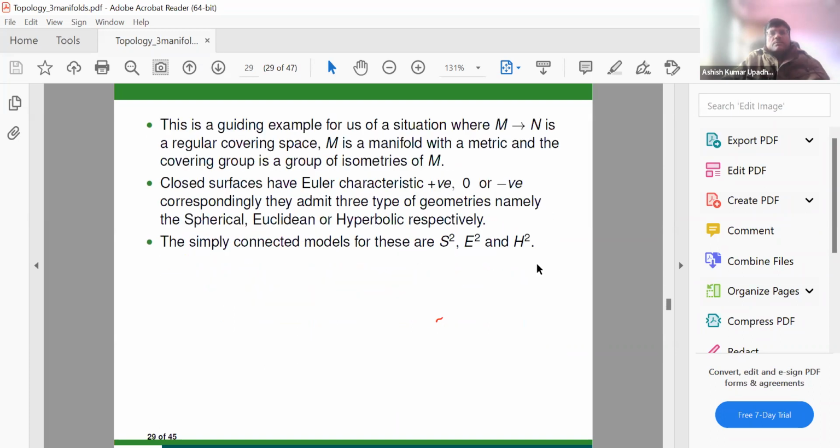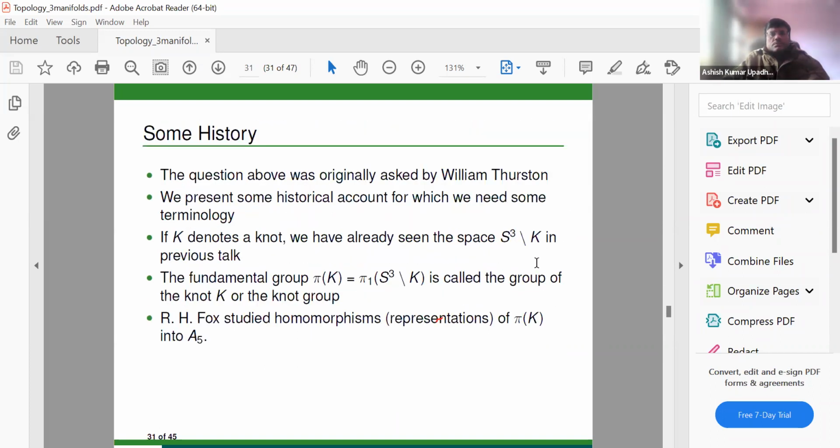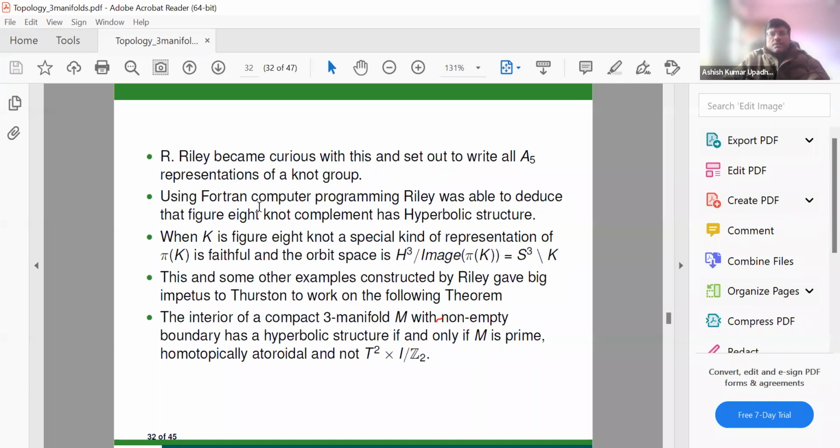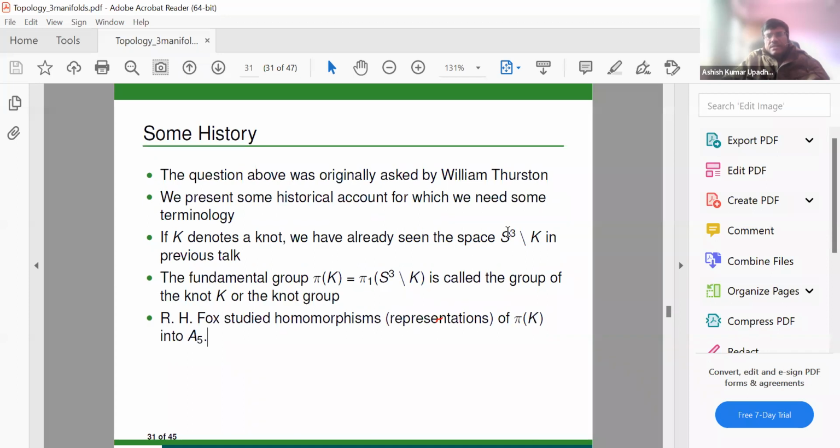Okay. So he used Fortran programming and was able to deduce that if I confine my K to be figure 8 knot, then the knot group, the complement, meaning this object S3 minus K, had hyperbolic structure. Are you getting my point?